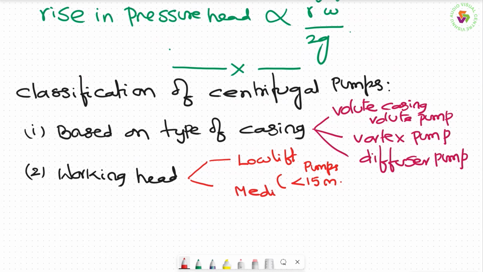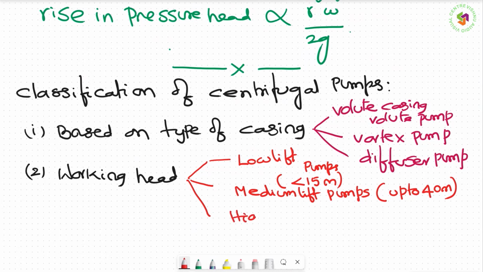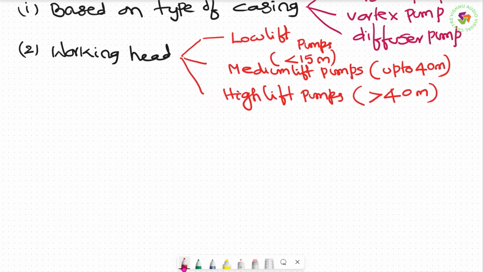Lift means the height over which the liquid is being raised. Medium lift pumps are basically up to 40 meters, that means 15 to 40. Then basically the high lift pumps are greater than 40 meters. This is how, based on the head, we can classify the centrifugal pumps.